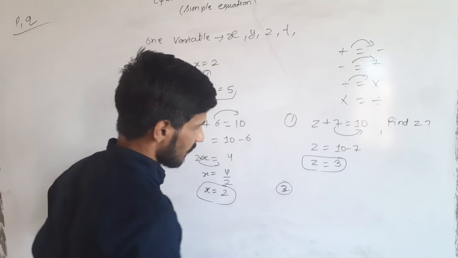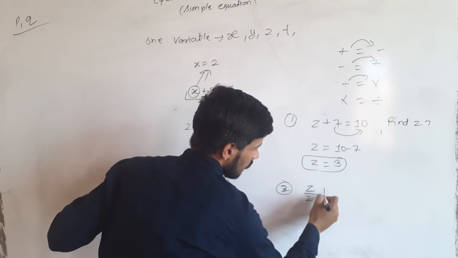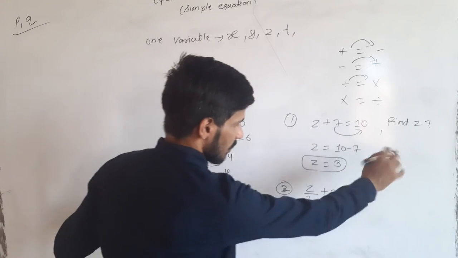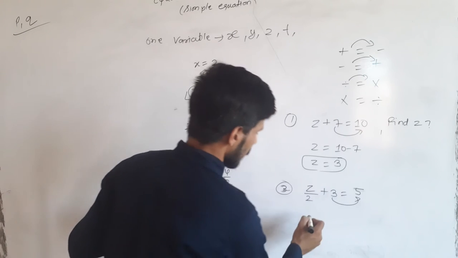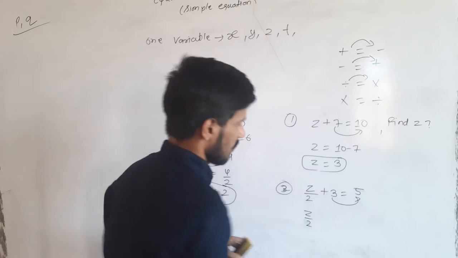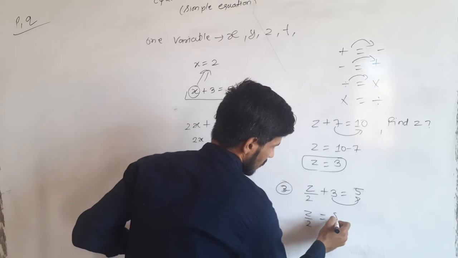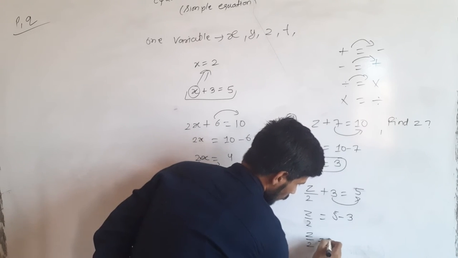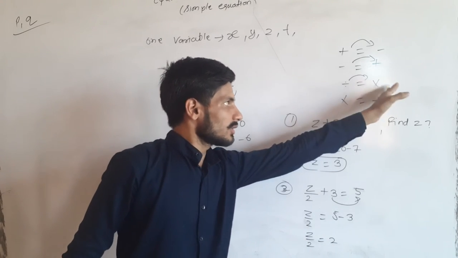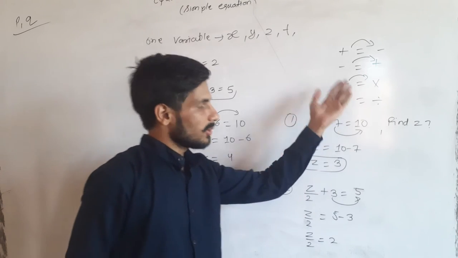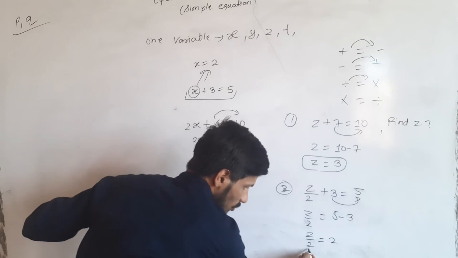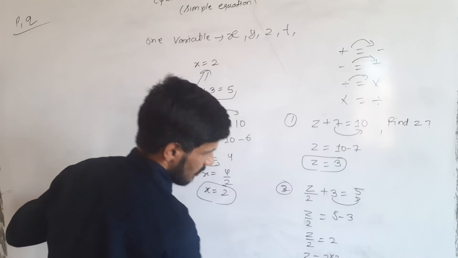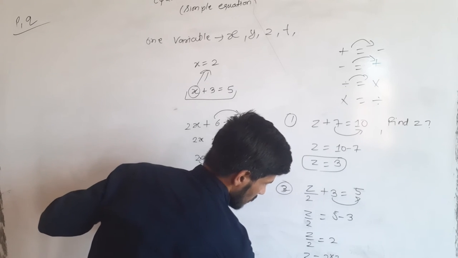If we take a difficult question, z upon 2 plus 3 is equal to 5. Okay. So first we have to transfer the plus or minus term. The plus or minus term is 3. If 3 goes to that side, it will be minus. So we have to write 5 minus 3. 5 minus 3 means 2. So z upon 2 is equal to 2. If division is transferred to that side, here 2 is in division. If transferred to that side, it will be multiplication. So 2 goes into multiplication. So z is equal to 4. This is z. So the value of z is 4.